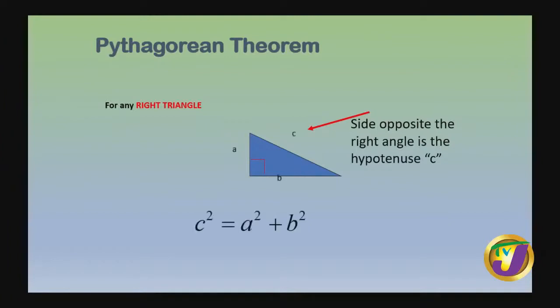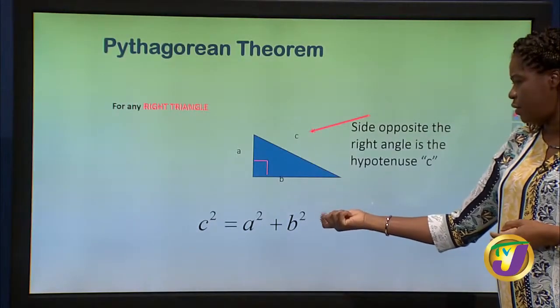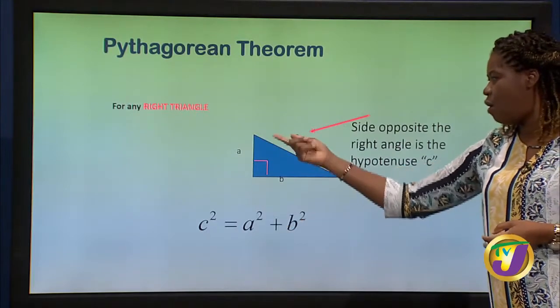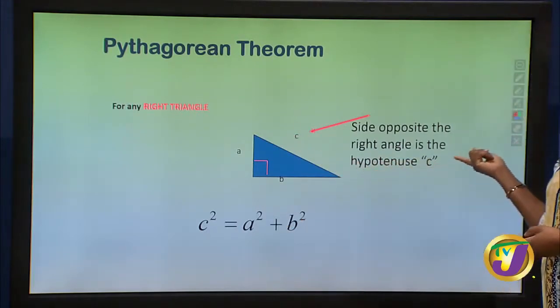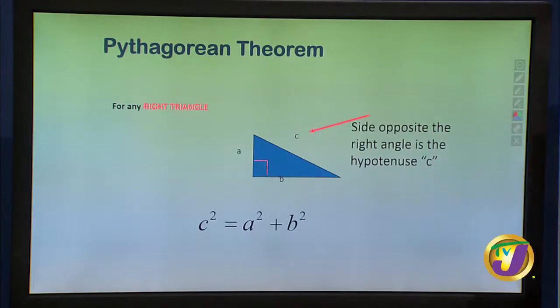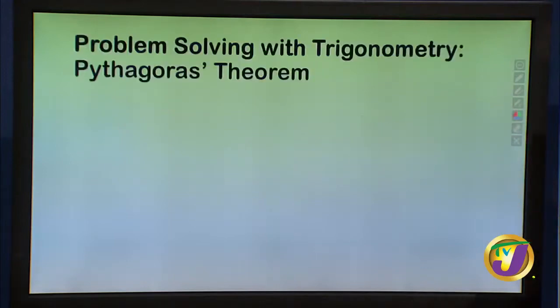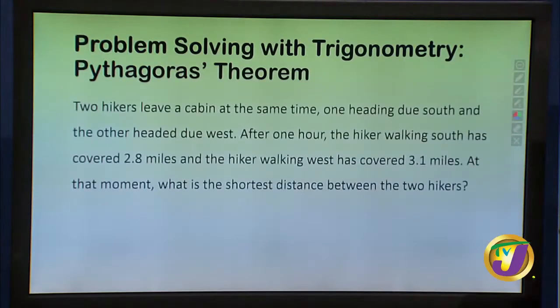So what does this theorem state, Nikisha? Well, what I'm seeing here is that the sum of the squares of side A and side B gives us the square of the hypotenuse. And students actually draw the squares on the sides, so you'll be able to prove the theorem. All right, so we're going to be solving a question using Pythagoras' theorem.